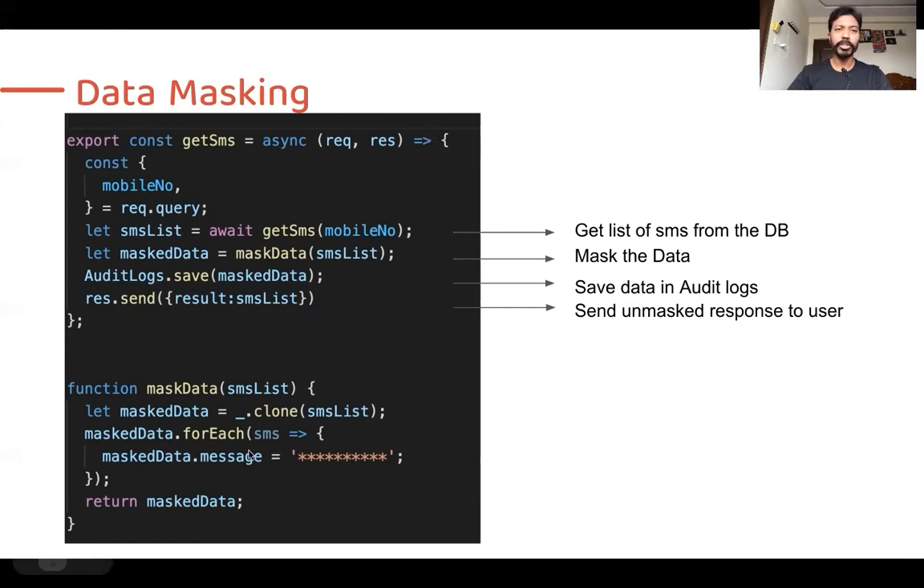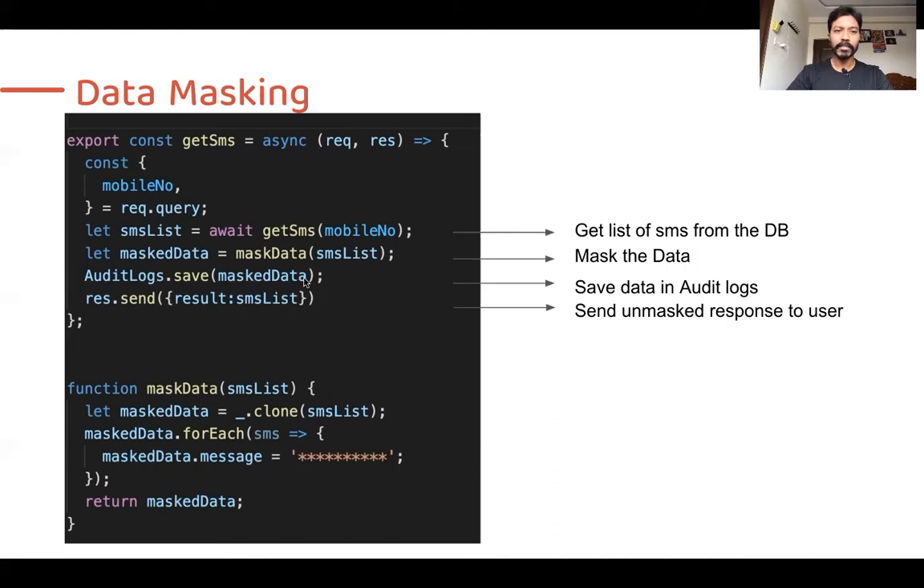So let me walk you through the following code. This is Node.js pseudo code. Let me explain the functionality of this code. Get SMS takes two parameters, the request object and the response object. From the request object, we retrieve the mobile number. In this case, I'm using query parameters, but in general, it can be query or body, depending on the API implementation. Once you have the mobile number, hit the database, get the list of all the messages, and store them in SMS list. Mask the data and save it in the audit logs database. However, when you're sending the response as part of the API response, send unmasked data. SMS list is unmasked data.